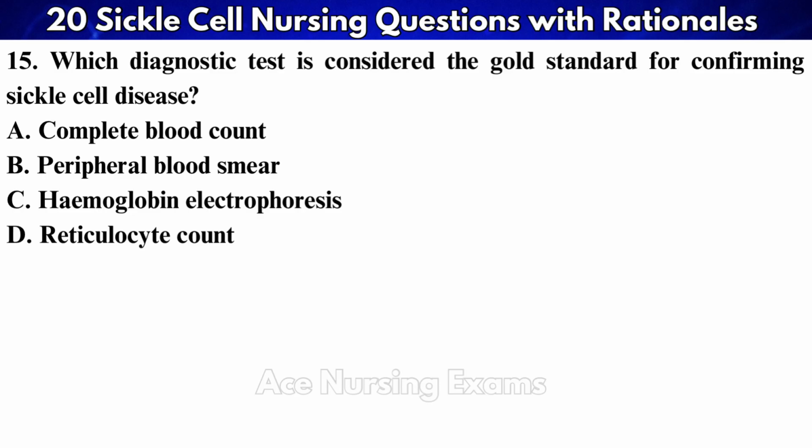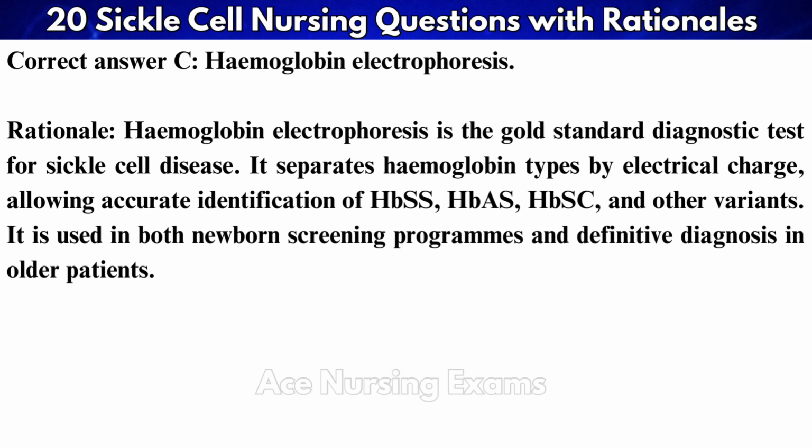A. Complete blood count, B. Peripheral blood smear, C. Hemoglobin electrophoresis, D. Reticulocyte count. The correct answer is C. Hemoglobin electrophoresis. Hemoglobin electrophoresis is the gold standard diagnostic test for sickle cell disease.